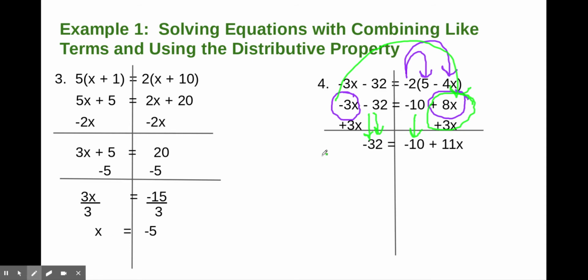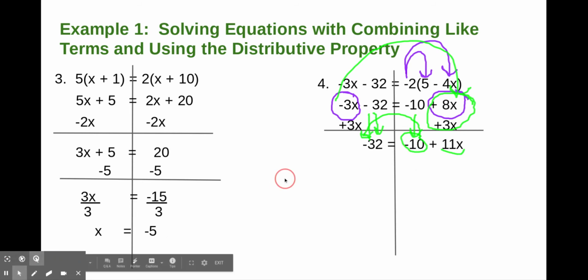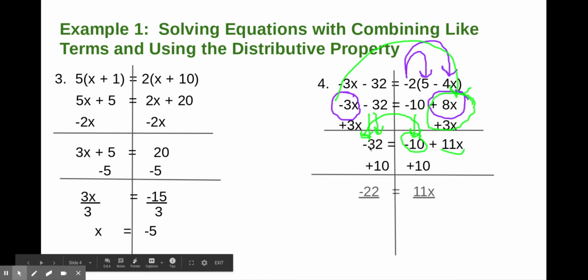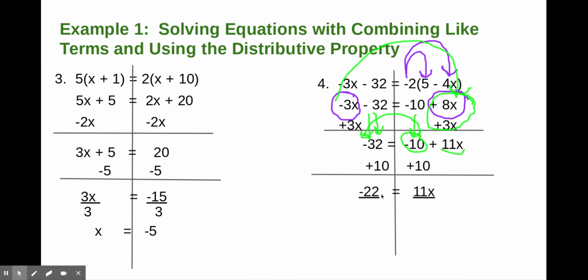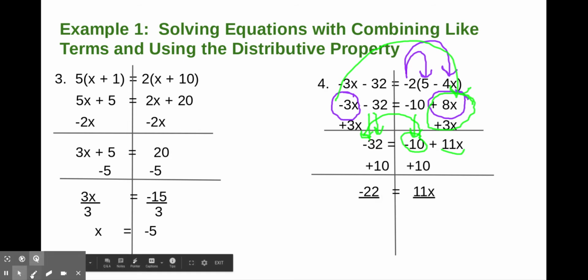From this step, it looks like we're on step 4 where I'm going to add or subtract. I need to keep my 11x there. I want to get rid of this negative 10. In order to do that, I need to take it across the equal sign, and when you take it across, you have to do the inverse. The inverse of subtracting 10 is to add 10. So I want to add 10 to both sides. Negative 32 plus 10 is negative 22. I bring down the 11x.